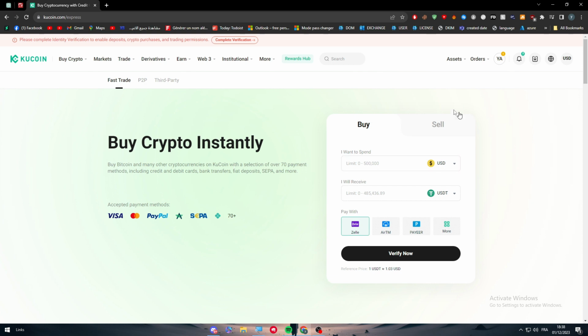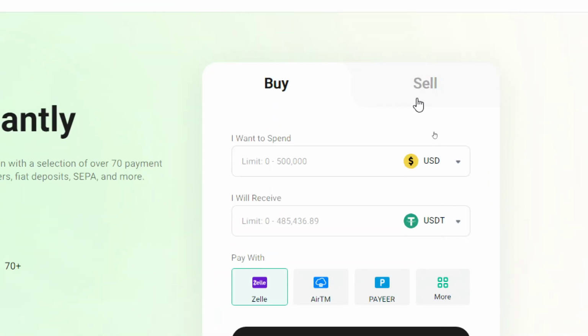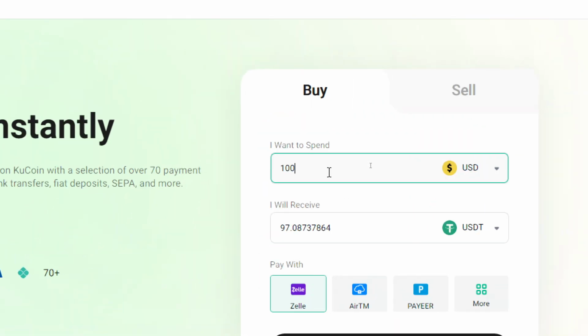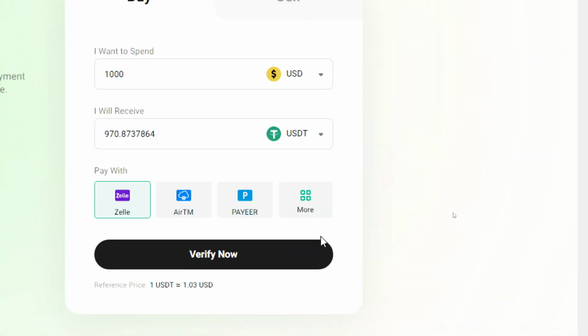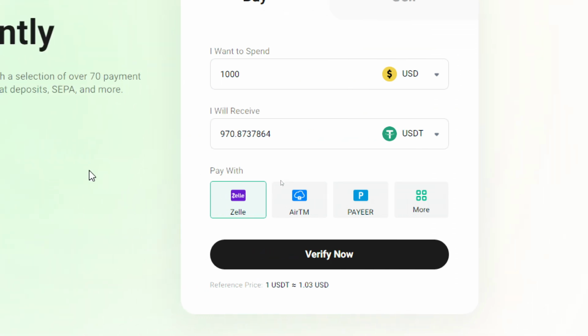So simply you go here, you make sure that you are on buy, not sell, since of course you don't have any crypto. So here, I want to spend the amount that you want to spend. So let's say we want to spend $1,000, and this is the amount that you are going to get as USDT. Next thing is to choose with what payment gateway you would like to pay.